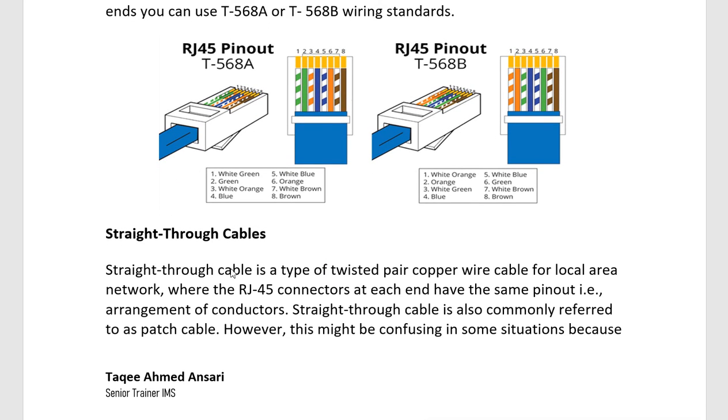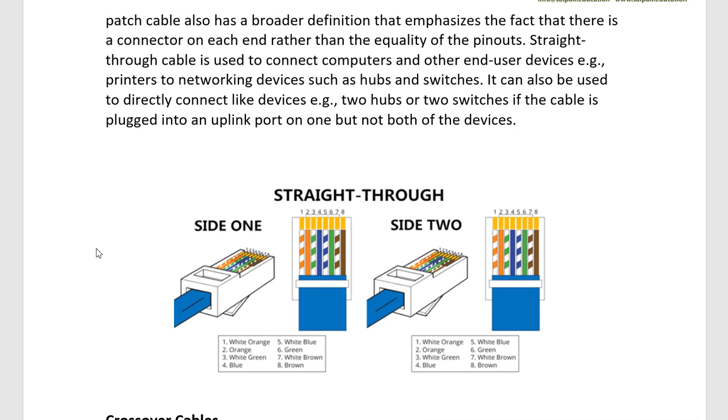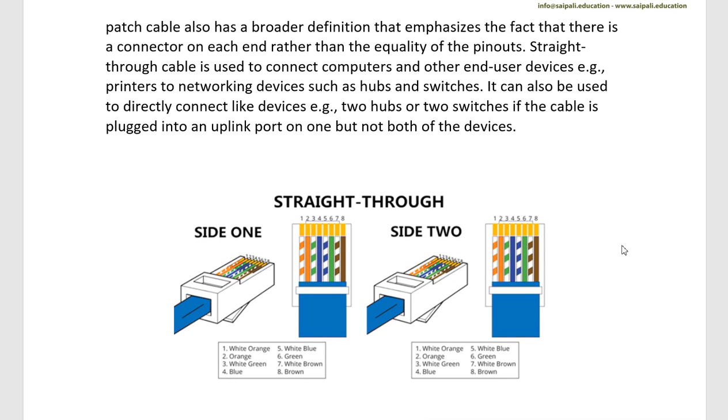this straight through cable is a type of twisted pair copper wire cable for local area network, where the RJ45 connector at each end has the same pinout, that is the arrangement of conductors. Straight through cable is also commonly referred to as patch cable. However, this might be confusing in some situations. Patch cable also has a broader definition that emphasizes the fact that there is a connector on each end rather than the equality of the pinout. So some people call it a patch cable, but actually patch cable is a different cable. So you might get confused with this straight through patch cable or another type of patch cable.